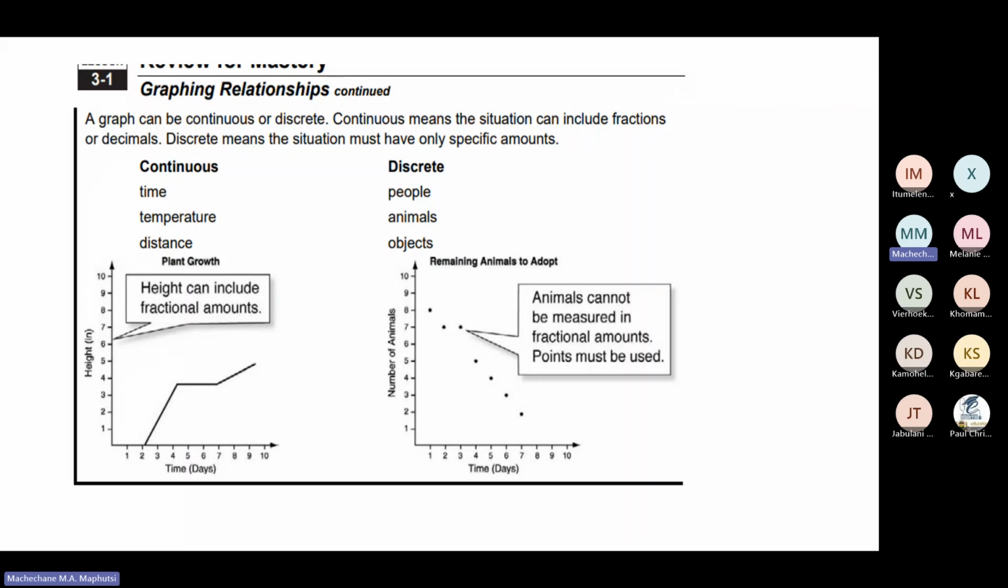But when coming to people, you can't say you have 2.5 people. Hence, when we plot, we represent people with dots. When we represent animals, we use dots. Also, when we represent objects that can be counted, we use dots. Like I indicated here, animals cannot be measured in fractions. They have to be counted like whole numbers. Points must be used. Okay, thank you very much for that. Let's move to another slide.